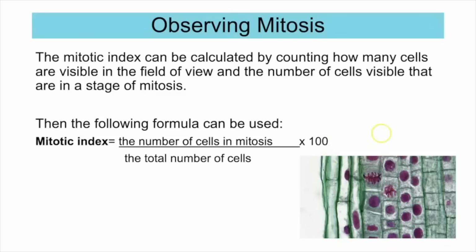Now, when they have questions like this, they usually tell you the total number of cells so that you don't end up spending lots of time in an exam just counting lots of cells, and instead you just have to work out the number of cells in mitosis. And like I said, in this example, we've got two that are in metaphase.